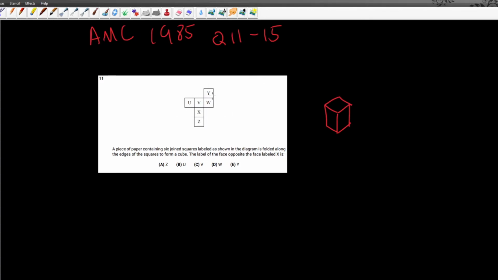That will mean that the X, W, U, and Y would be on the side, and then the Z would be on the top. Because if we fold it up, we see that this is X, and right next to it is U. The W would be over here, and then the Y would be over here, and then the Z would be on top. So we see that the X is opposite the Y, so the answer is E.